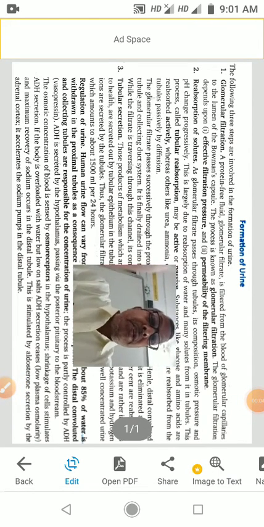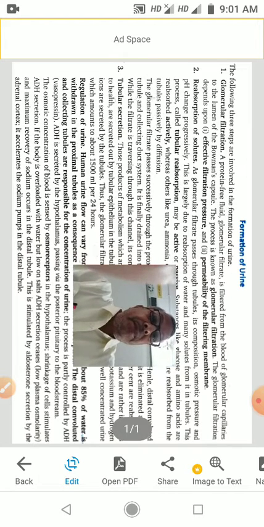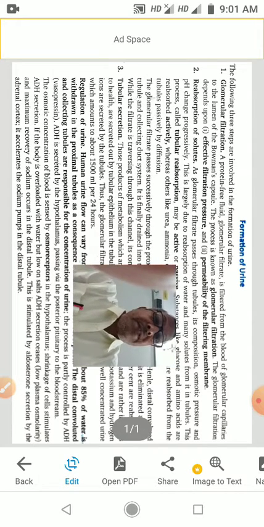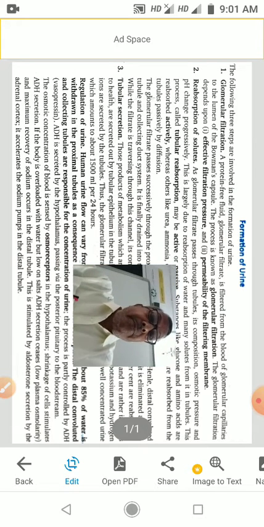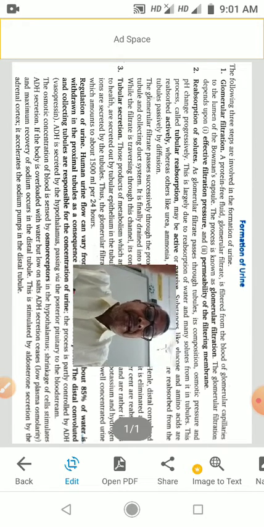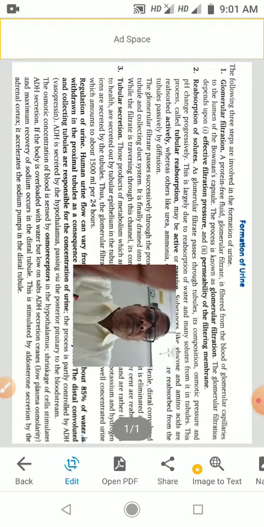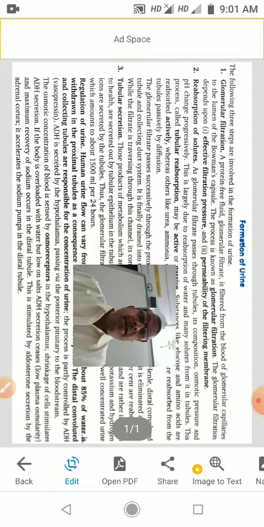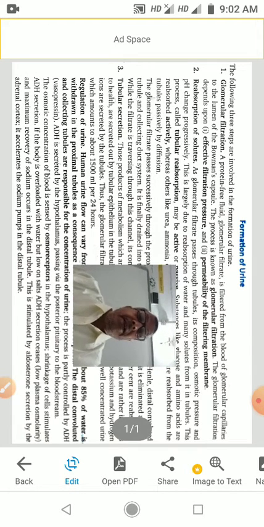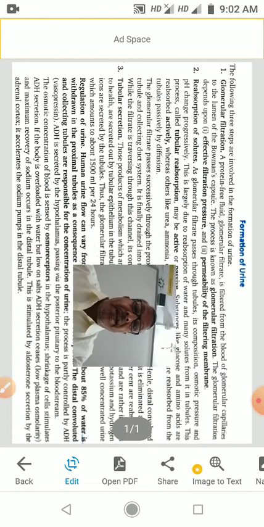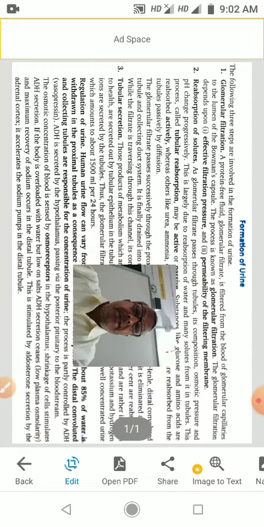Children, you have to study the functions of the kidney. There are two main functions of the kidney. One is formation of urine and second is osmoregulation. So first you have to study the formation of urine. Formation of urine occurs in three major steps. First is glomerular filtration, second is reabsorption of solutes, and third is tubular secretion.